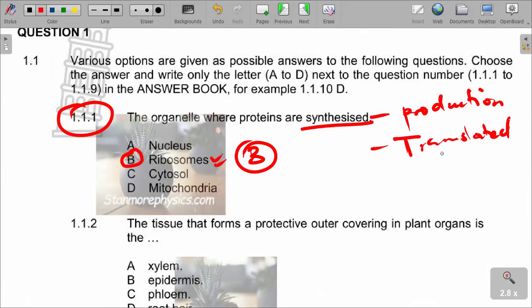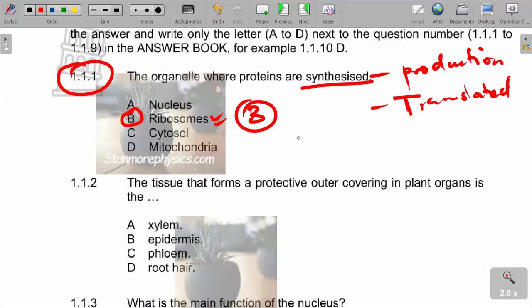It occurs because of the matching of mRNA and also the tRNA that occurs as the mRNA is read through the ribosome. The tissue that forms a protective outer covering in plant organs is actually made by the what? By the epidermis. The epidermis is actually responsible for that.